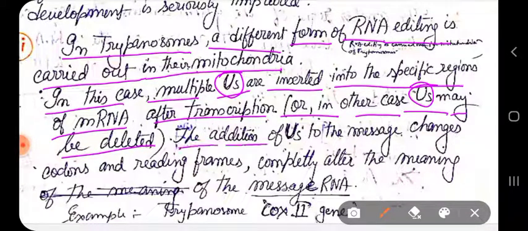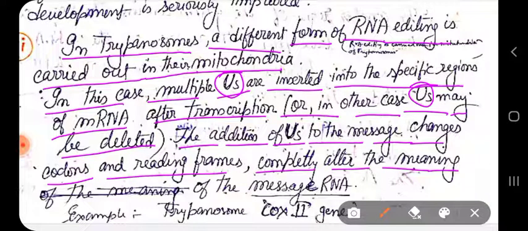In addition, the addition of U to the message changes the codons. Obviously, if you are adding uridines multiple times within the mRNA at a target site, it will shift the codons, change the codon sequences and reading frames, and completely alter the meaning of the messenger RNA. Okay, so it will completely change the meaning of the messenger RNA after multiple U's are added.